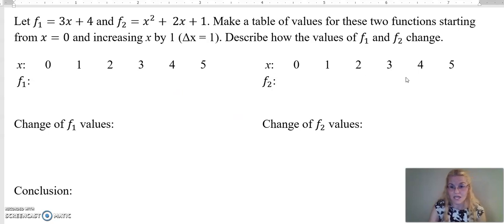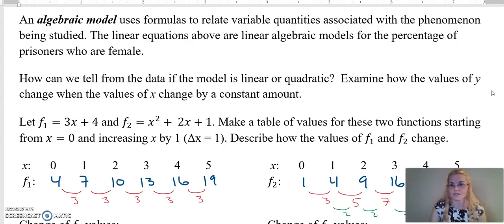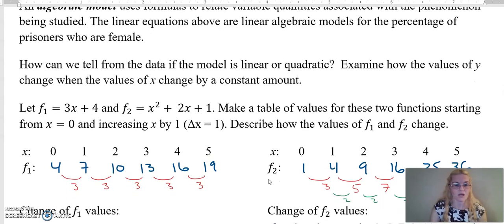And let's look at those tables and see how they change. So for time's sake, I'm just going to go ahead and look at our solutions and let's compare. So our linear model, when x is 0, you get 4, 7, 10, 13, 16, 19. For our quadratic model, when x is 0, f of 2 is 1. Plug in 1, we get 4, 9, 16, 25, 36.